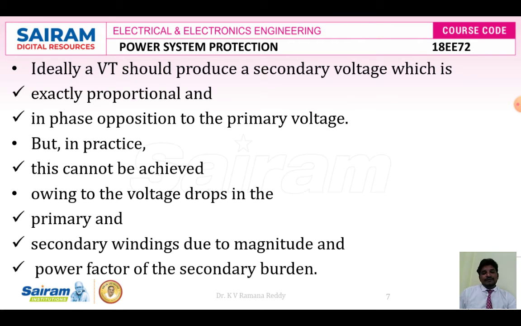But in practice we cannot achieve this, owing to the voltage drops in the primary and secondary windings. The magnitude of the voltage drop is because of the internal winding resistance and also the power factor. As we know, the power factor, that is the cosine of the angle between voltage and current, may also be involved in this voltage transformer, while the secondary voltage is proportional to the primary voltage.